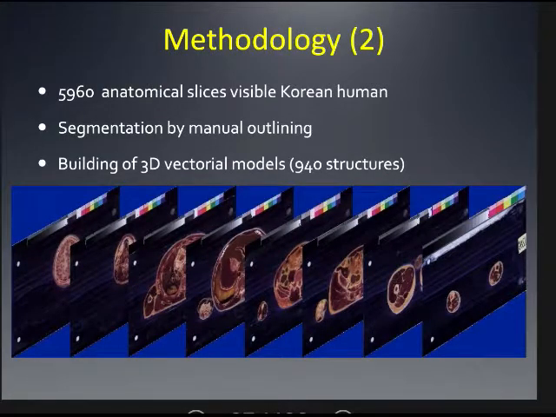This is producing a lot of images, slices of 0.2 millimeters thickness, about 6,000 slices. Then we have to segment these slices and to build the 3D vectorial model.